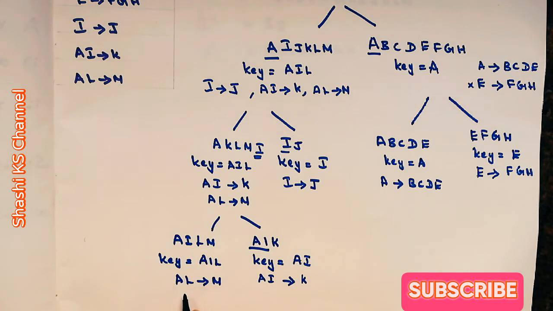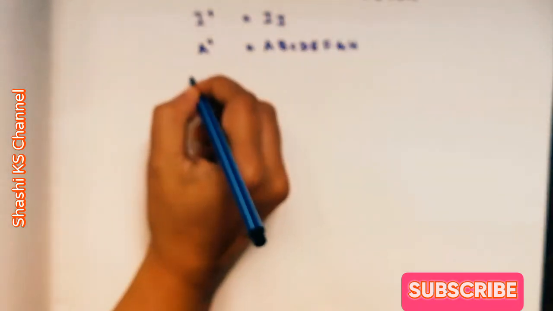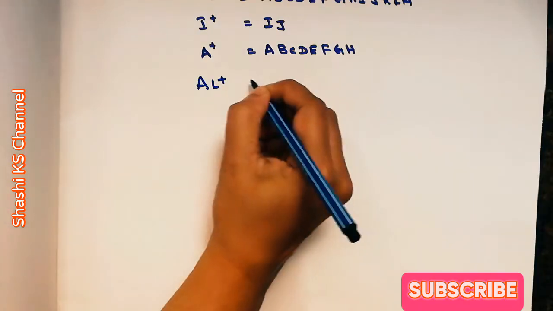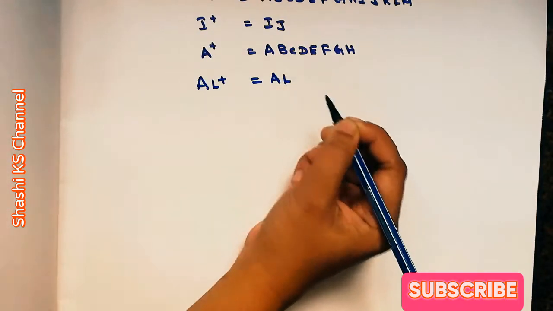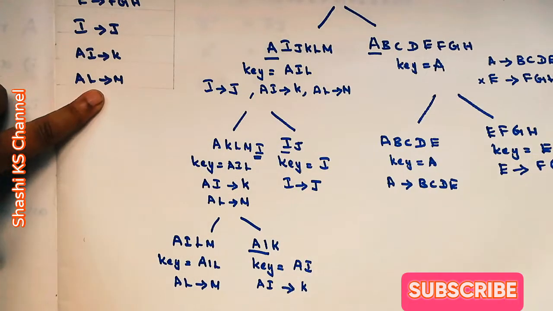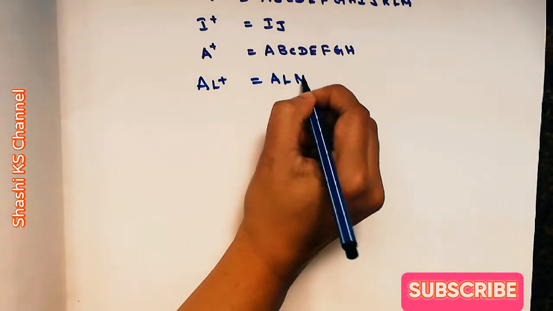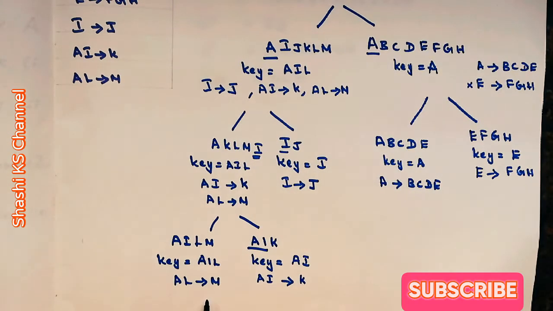So here it is not there in BCNF form. So again we have to decompose this relation. How to decompose? Apply the closure to the left hand side of this functional dependency. When you apply the closure, AL closure will give you AL, and AL can derive M, right? So ALM. AL closure you will get ALM. So ALM will be there on one side of your relation.